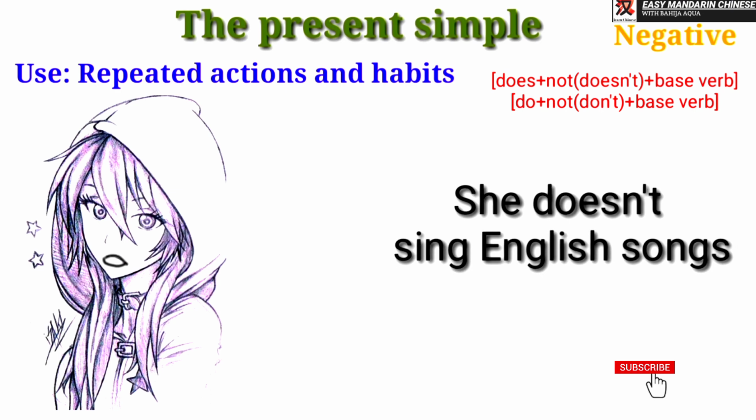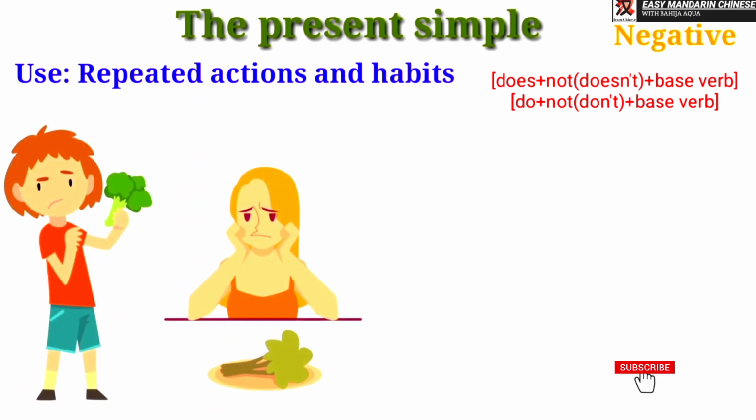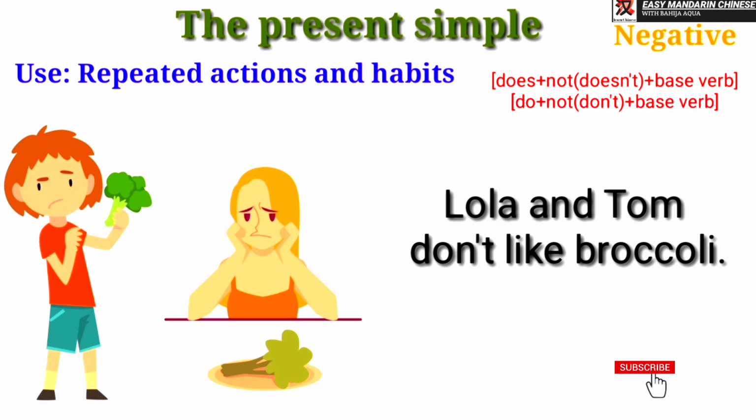Alejandra is Spanish. She doesn't sing English songs. Broccoli? No, I hate it. Me neither. Ew. Lola and Tom don't like broccoli.